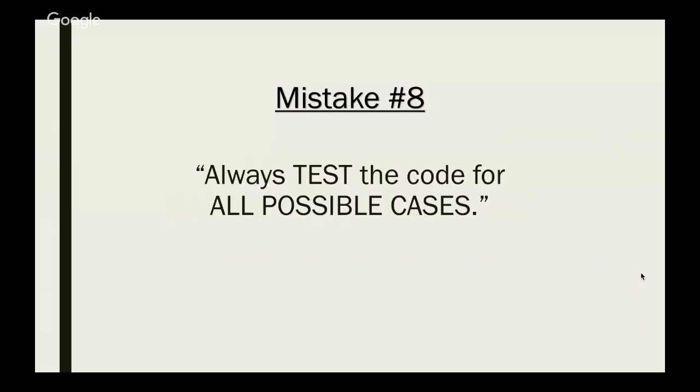So mistake number 8, always test the code for all possible cases. Now this typically happens whenever you're uploading the outputs. What happens is, you only check for the positive case. For example, if the code says check if the string is a palindrome or not, the output that you upload is only checking if the string is a palindrome. So I get to see only the true case, right? What happens if I enter something which is not a palindrome? You should check for that as well. It should show that it is not a palindrome.